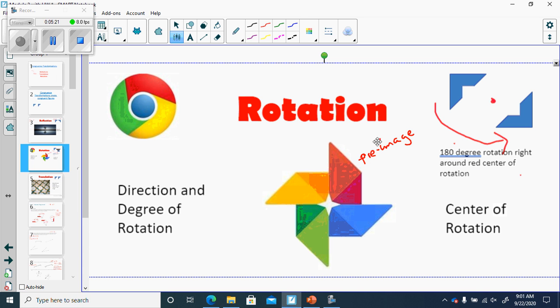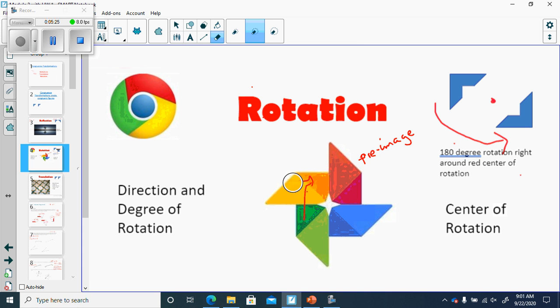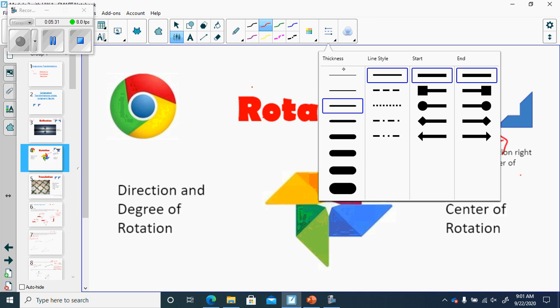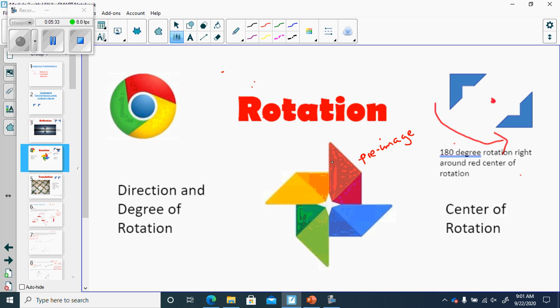Okay, and what if we create all these other images from it? It creates all of these images from it. What if we start with this red one, and I use this as my center of rotation? It's like a pinwheel. It's what I'm going to rotate this around. What I'm looking for is the direction I'm rotating it and the degrees of rotation.